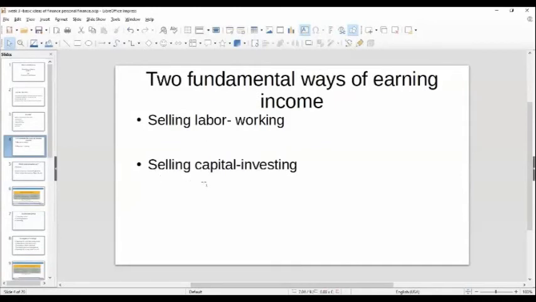And the next, selling capital, that is about investing. For example, you bought shares of stocks, and your shares of stocks are entitled to regular dividends. Then that regular dividend payment to you is considered as your income.